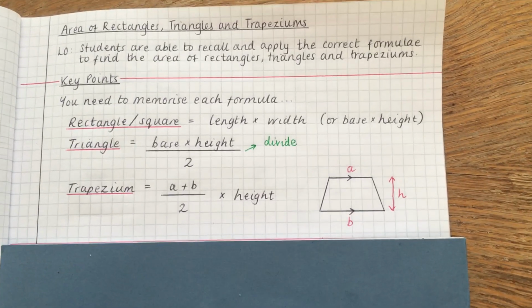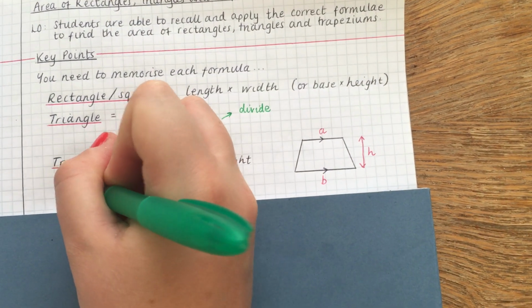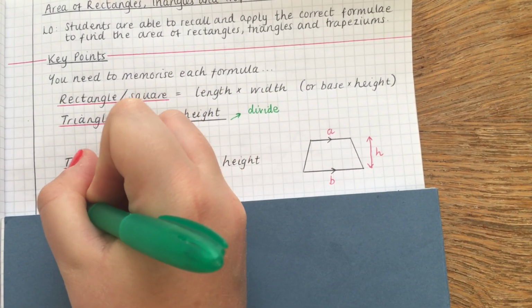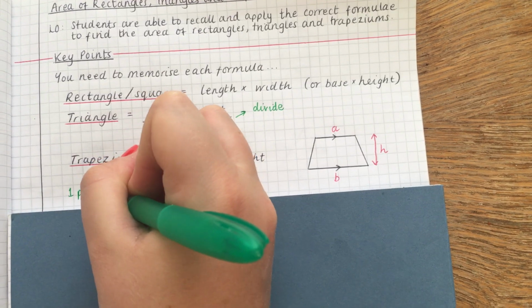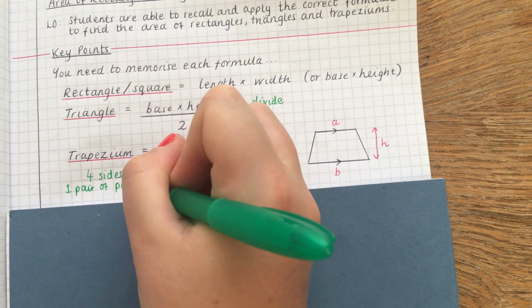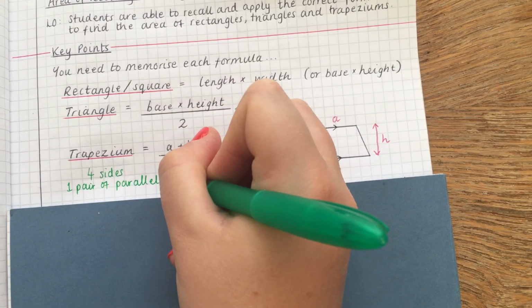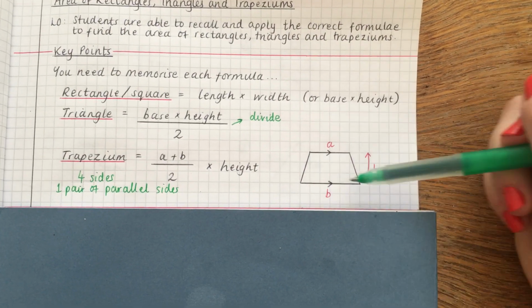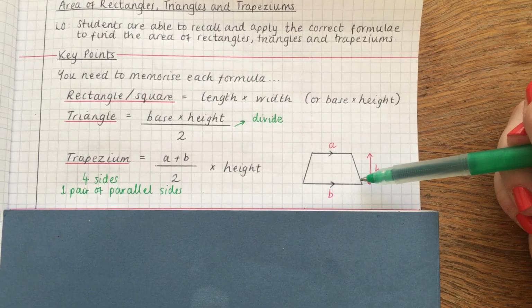Now, just to explain, a trapezium is a 4-sided shape, always got 4 sides, and it's got one pair of parallel sides. Now, parallel means 2 sides that don't meet. So I've done an example here of a trapezium. It's a 4-sided shape, and these 2 lines here are parallel.